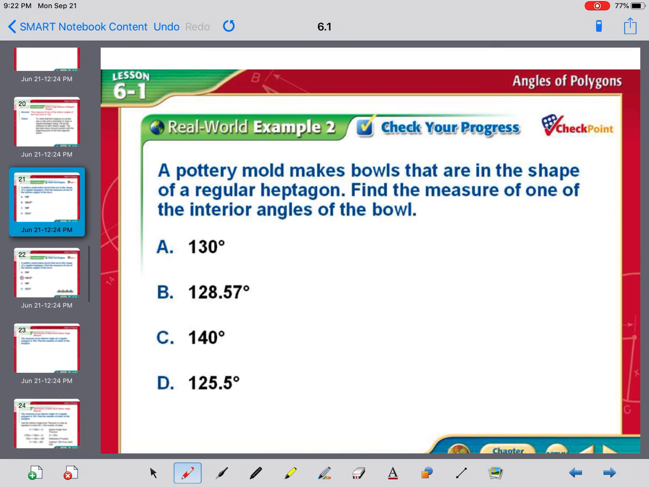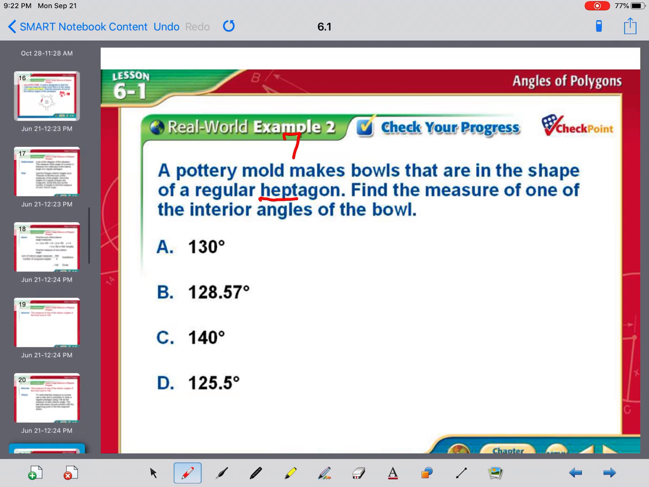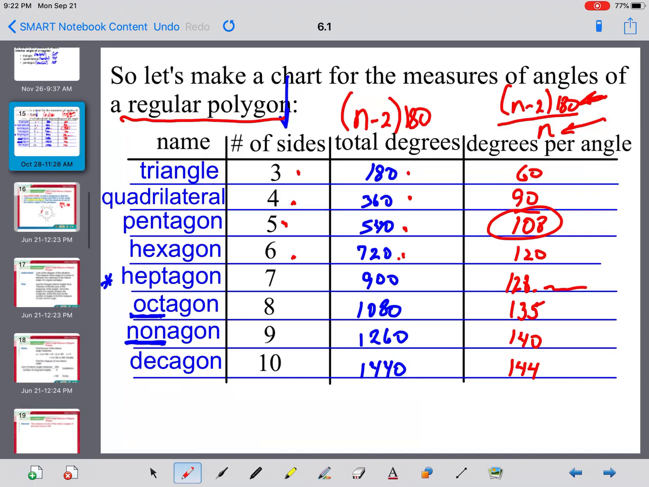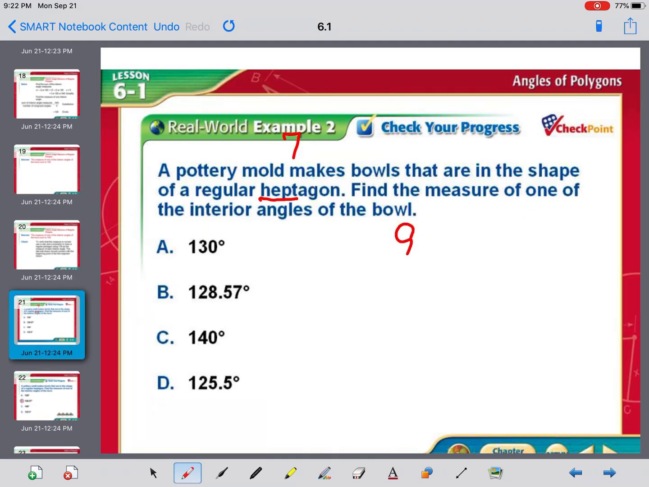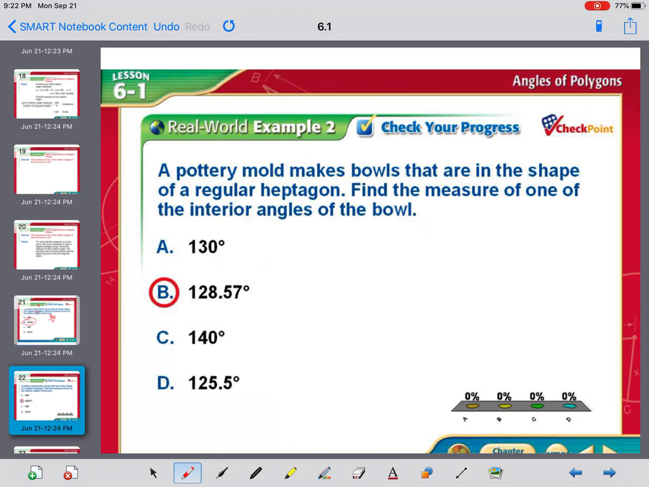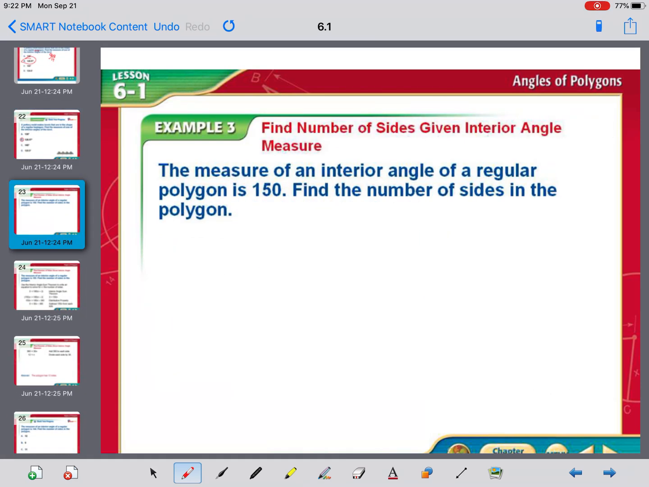108, right? And next, a pottery mold makes bowls that are in the shape of a regular heptagon. Remember, a heptagon has 7 sides. Find the measure of one of the interior angles of the bowl. Well, the easiest thing to do is look back here and see that it's 128 point blah, blah, blah, because it's 900 divided by 7, which is 128.57. The answer was B.